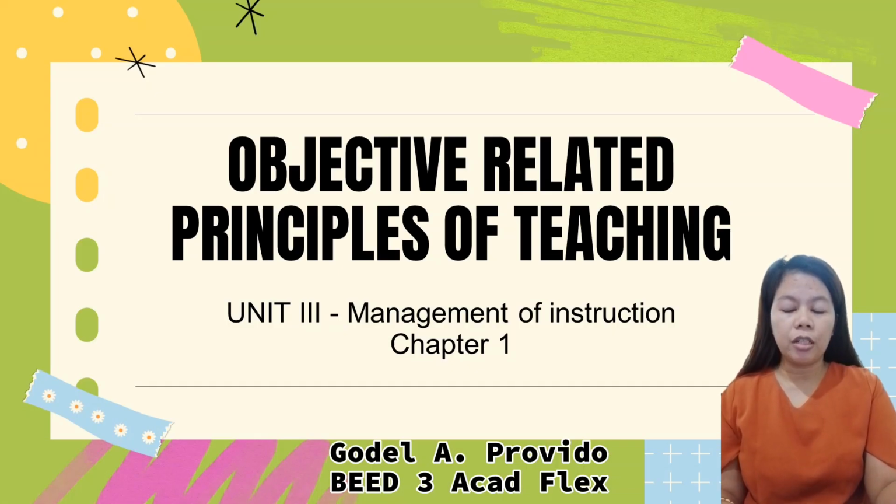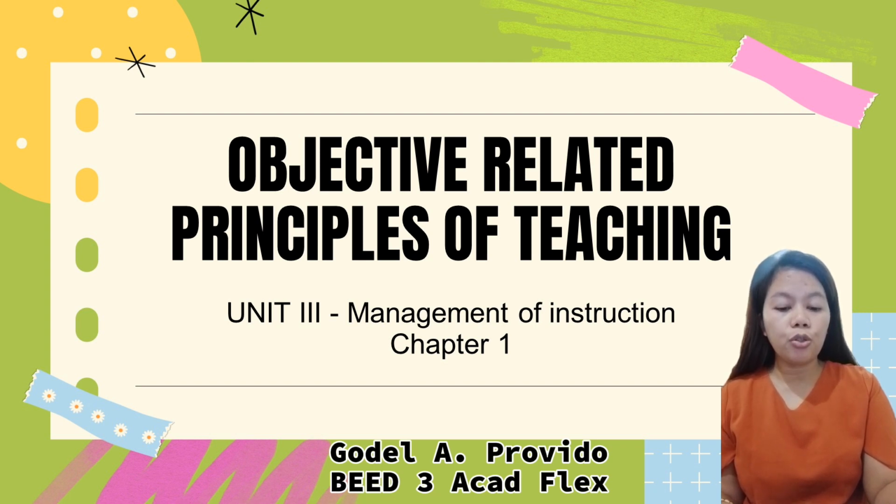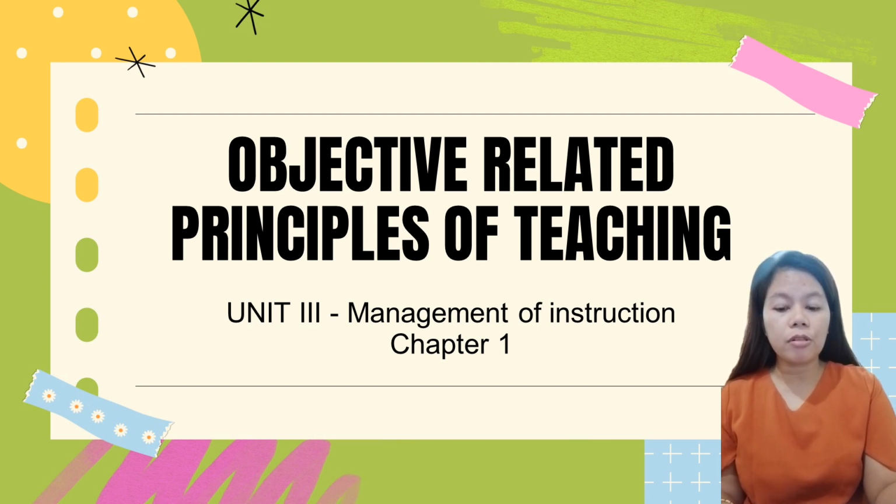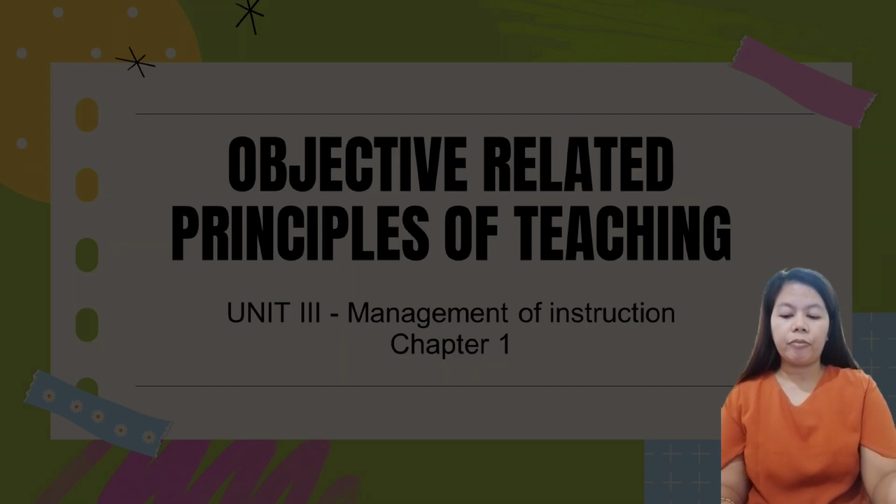Objective-related principles of teaching refer to the guidelines and strategies that educators use to set clear objectives for their teaching and ensure that students achieve these objectives. These principles are not exhaustive and different educators may have their own variations. The ultimate goal is to create a supportive and effective learning environment that helps students achieve their full potentials.